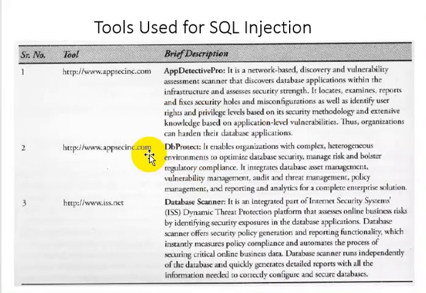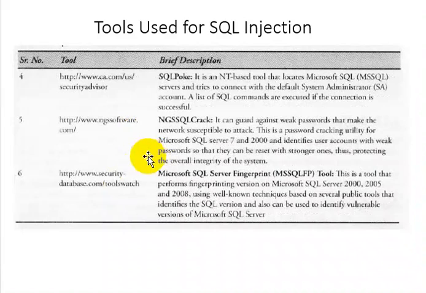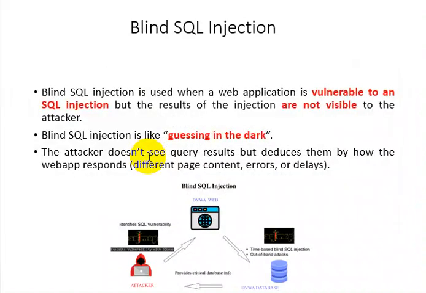The next slide introduces tools used for SQL injection, and helps us to understand how these vulnerabilities can be identified. We can then have blind SQL injection. In this case, the attacker cannot directly see the database result, so information is inferred from the changes in the application response.